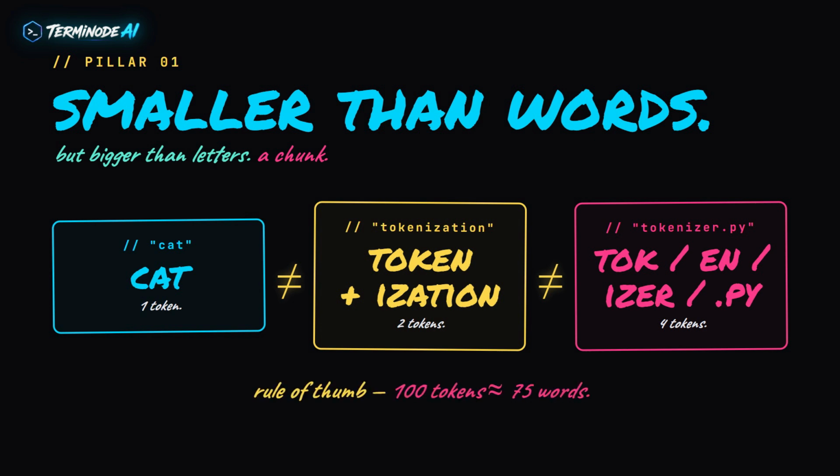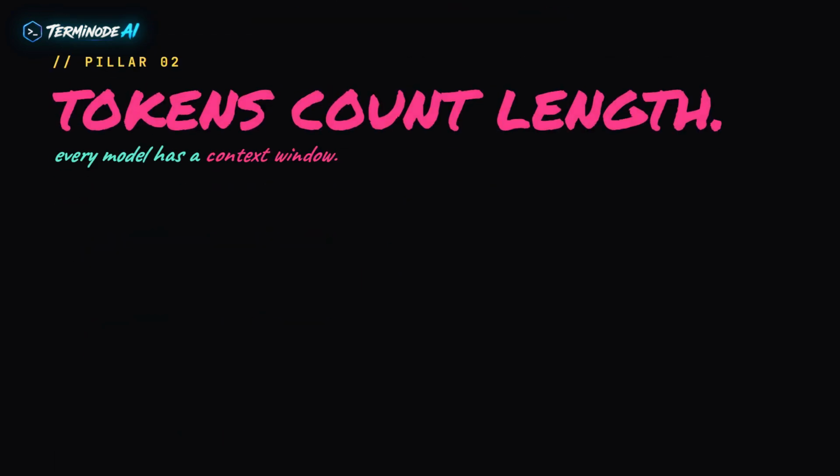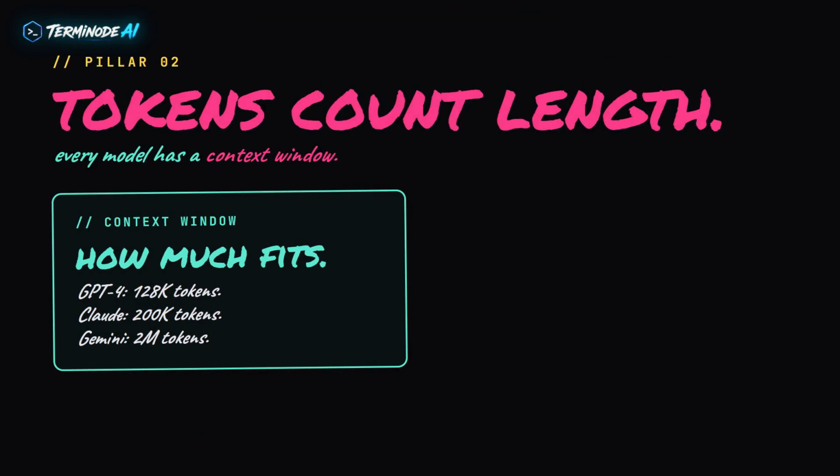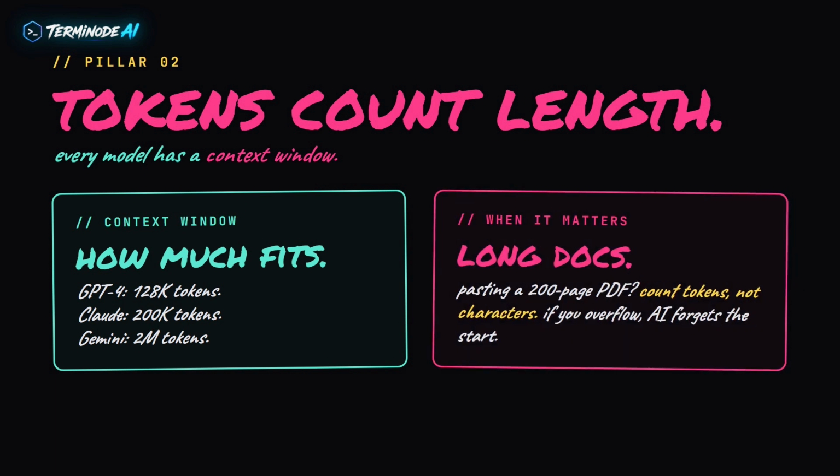2. Tokens are how AI counts length. Every model has a context window, a maximum number of tokens it can read at once. GPT-4 handles 128,000 tokens. Claude handles 200,000. Gemini goes up to 2 million. If you paste a long document, count tokens, not characters.